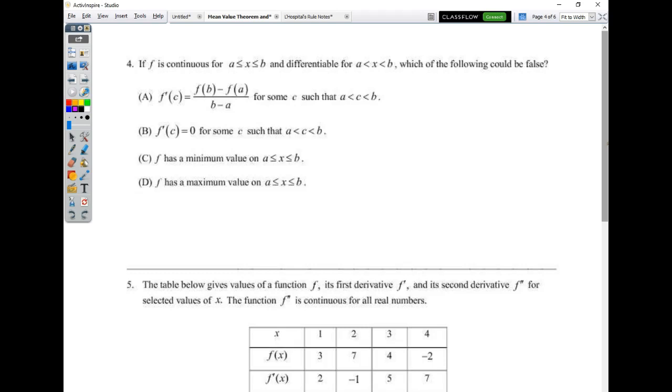All right. So we're taking a look at 4. And in our first one, 4, we want to know which of the following could be false. There's only one that could be false. The other ones actually have to be true. You'll notice we make a statement about continuous. We make a statement about differentiable. So because of continuity, we know IVT and EVT hold. And we know by differentiable that MVT has to hold.